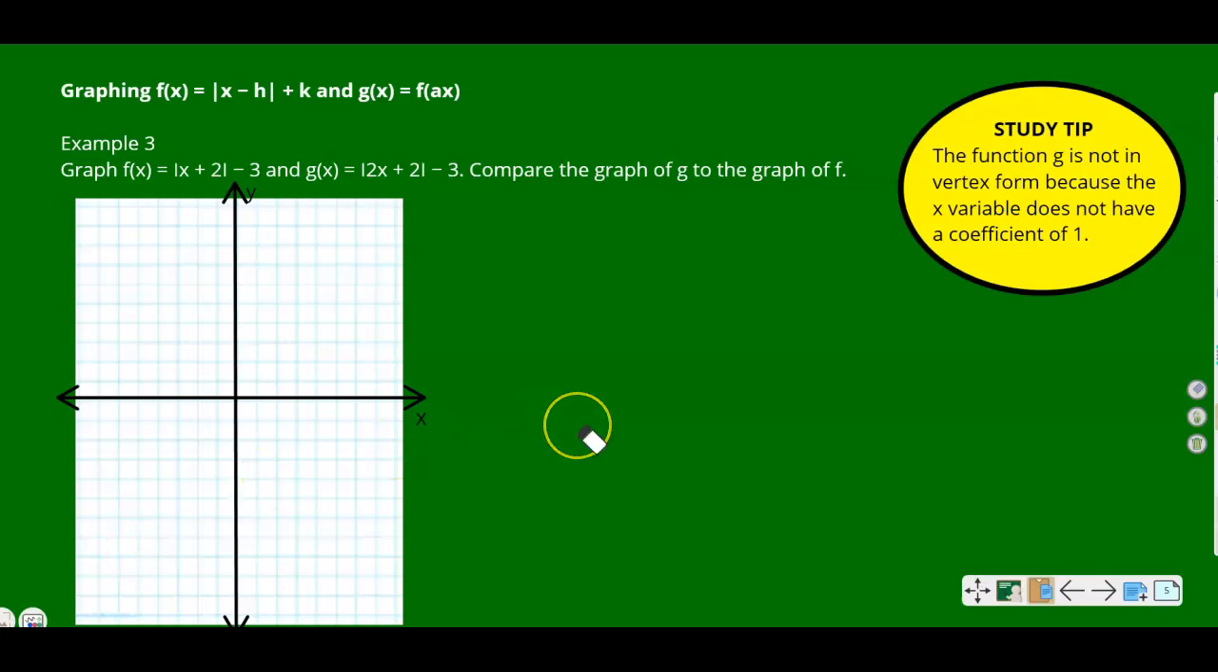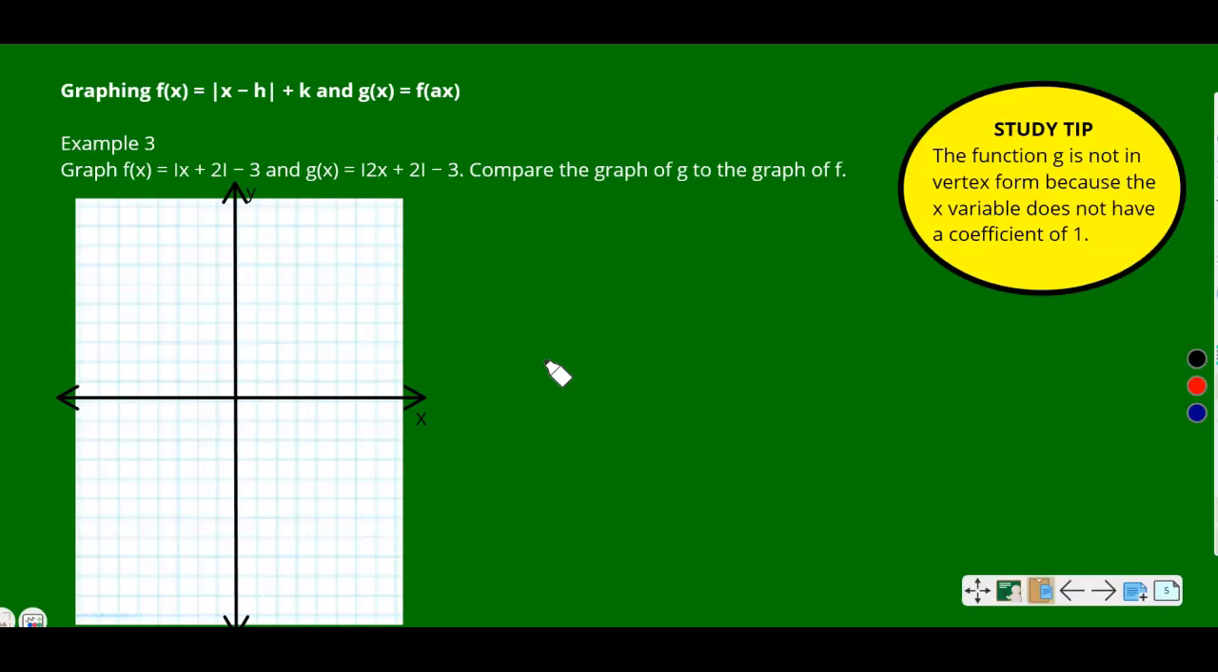All right, we're going to continue with graphing absolute value functions. And if you want to see the first couple examples, go back to the previous video. We're going to start with example 3 here. It says graphing f of x equals absolute value of x minus h plus k, and g of x equals f of ax.